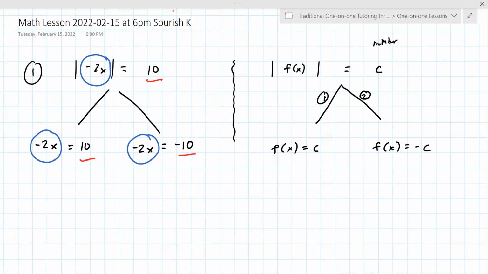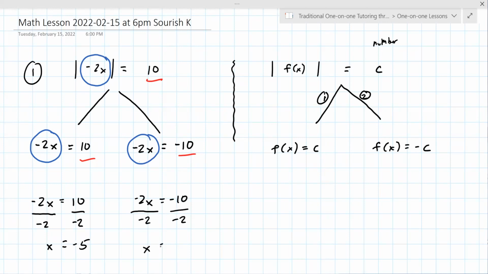So now one question becomes 2. Minus 2x equals 10. Minus 2x equals minus 10. To solve, you divide both sides by negative 2. So what is 10 divided by negative 2? Do you remember that? 10 divided by negative 2 is negative 5. Now on the right here, you divide by negative 2 on both sides. So this time x equals 5.